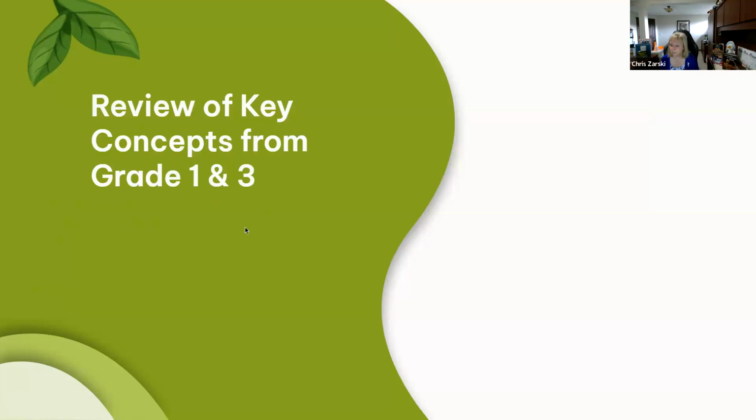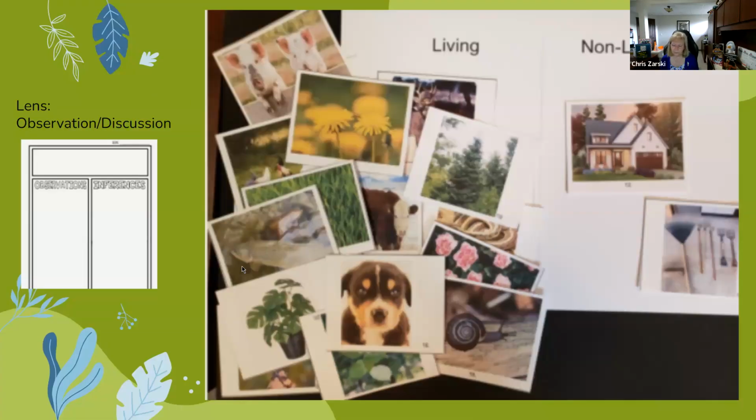So I've highlighted some of the ones from grades 1 and 3. It's not that we didn't use them in K and 2, we did, but really for what we're doing in this particular unit in grade 5, the 1 and 3s would be the great bridging pieces that you might want to consider. Just the card sort that you see here, starting off with, do they know the difference between living and non-living?